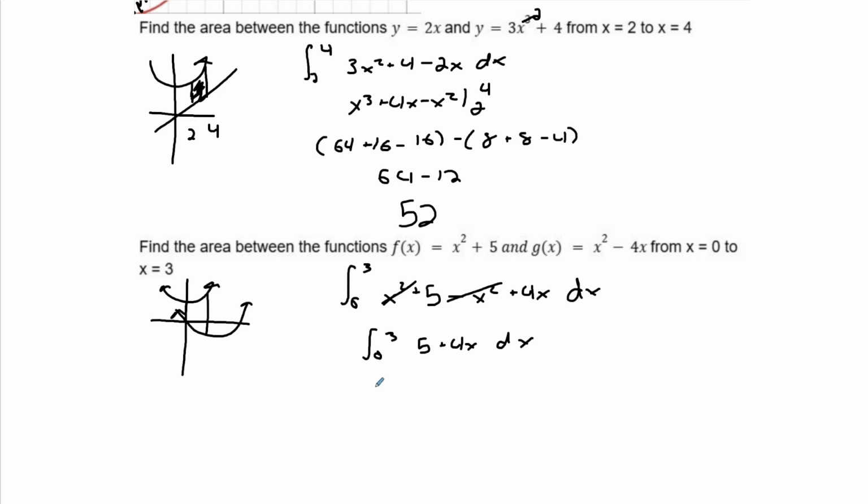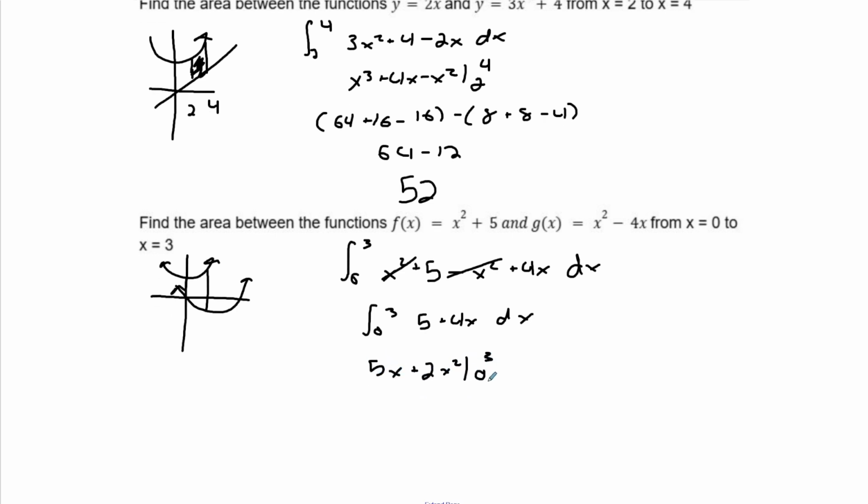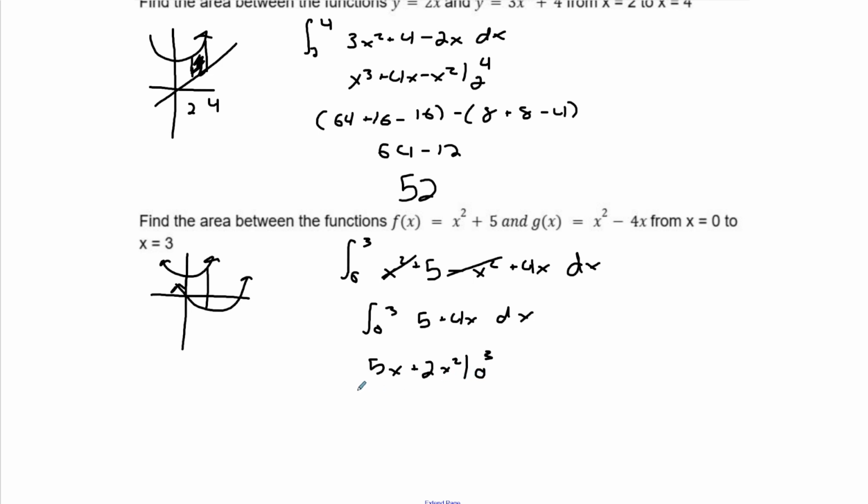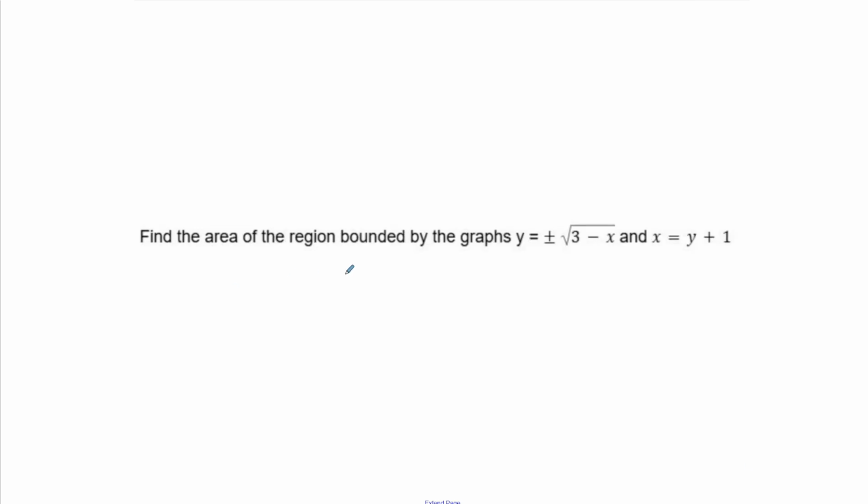And then this is a pretty easy integral. We'd get 5x plus 2x squared evaluated from 0 to 3. And then if we plug in our 3 and 0, it's just going to be, looks like, 15 plus 18, and then minus 0. So you would get 33. All right, so let's look at a couple more examples.